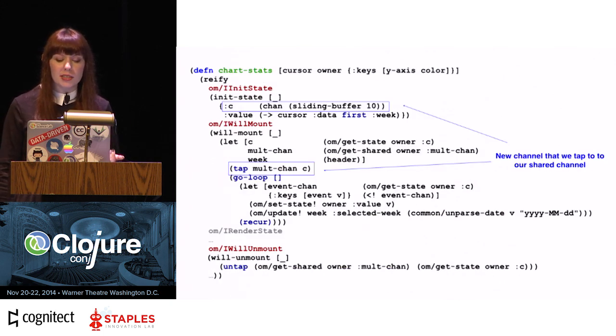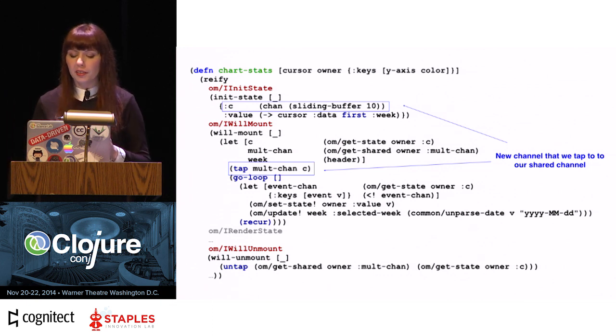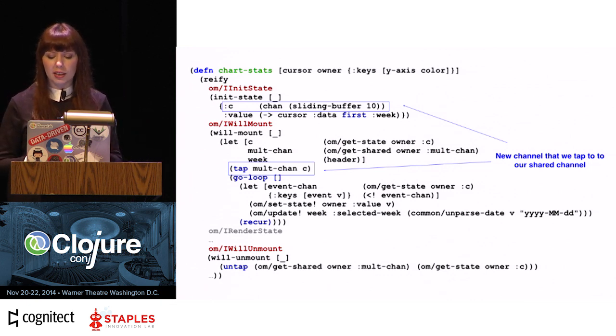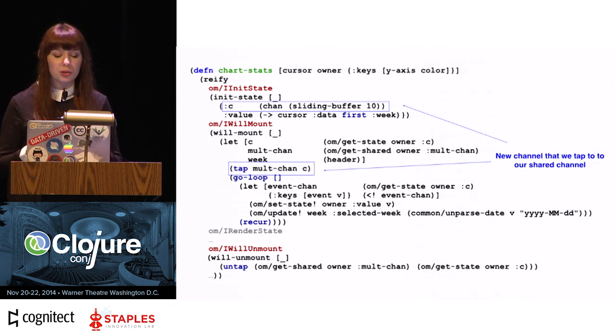And that's the chart stats component. The tables and the cards all look the same. Maybe not exactly the same, but very similar. They are all initialized with a channel that taps into the shared channel. And they all have go loops where they store the received value in local state and update the selected or hovered-over week to a new date.